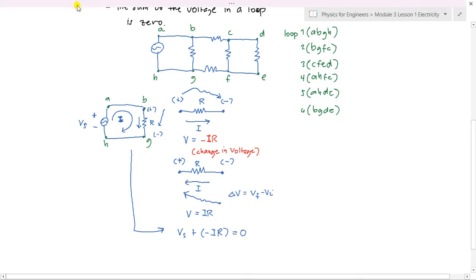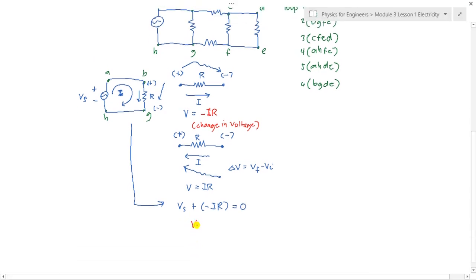Or in short, simplifying, that would be Vs minus IR equals 0. So that is negative. Why? Because again, the direction of the current is going toward, then the voltage drops, from higher to lower. Therefore, the change in voltage there is negative. That is why it is negative here.